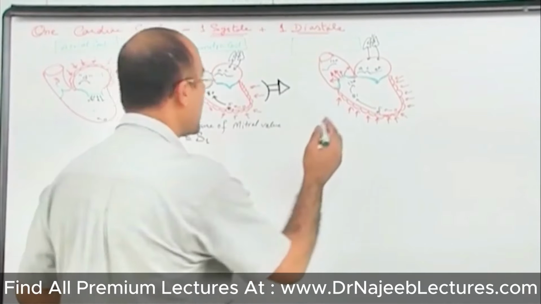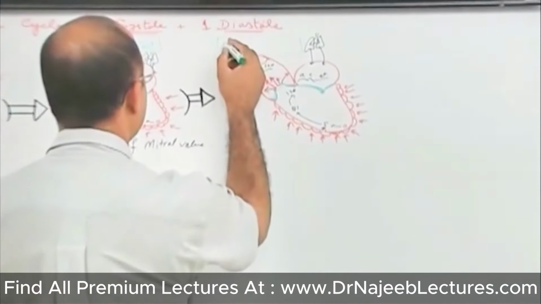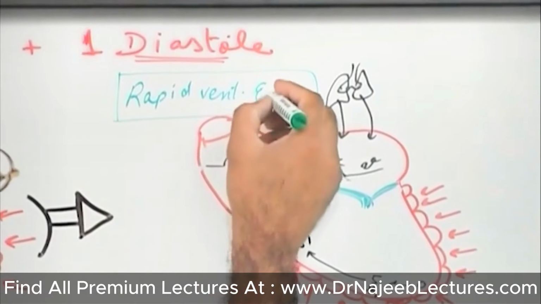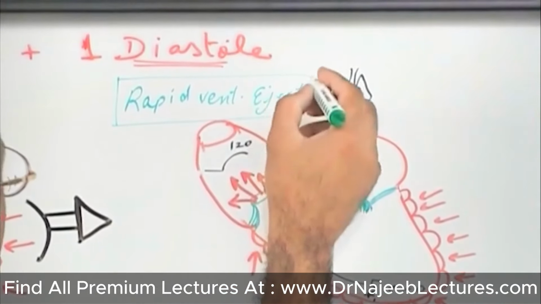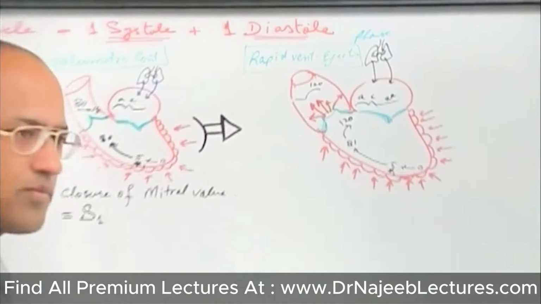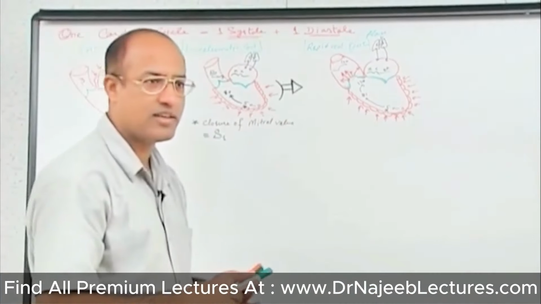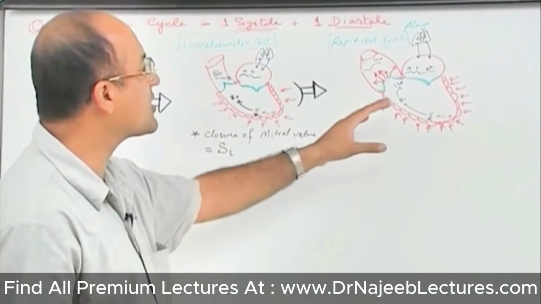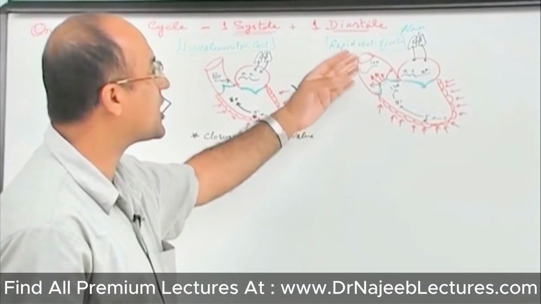This phase is called rapid ventricular ejection phase. Please remember, it is ejection phase. Spellings should be carefully written. It is rapid ventricular ejection phase, right? But you know, things can never continue to eject forever.